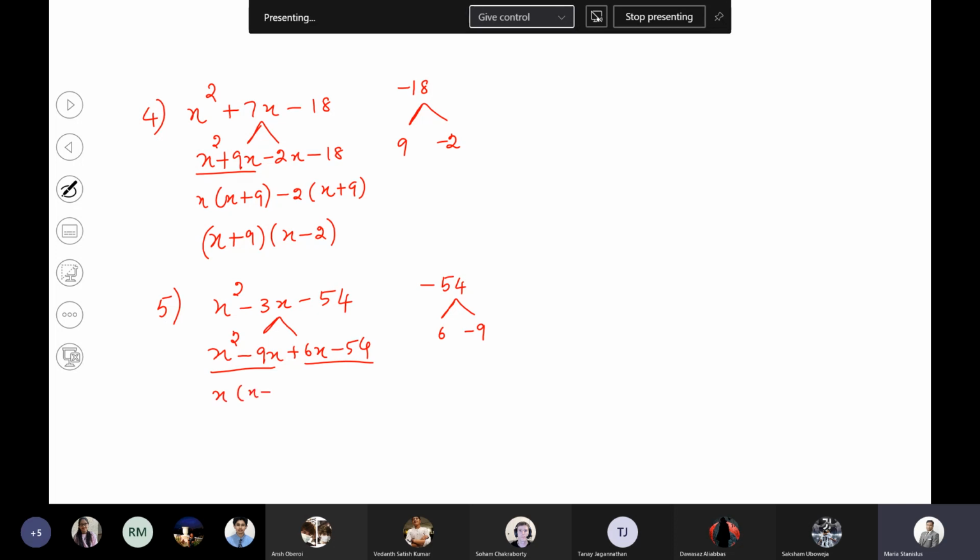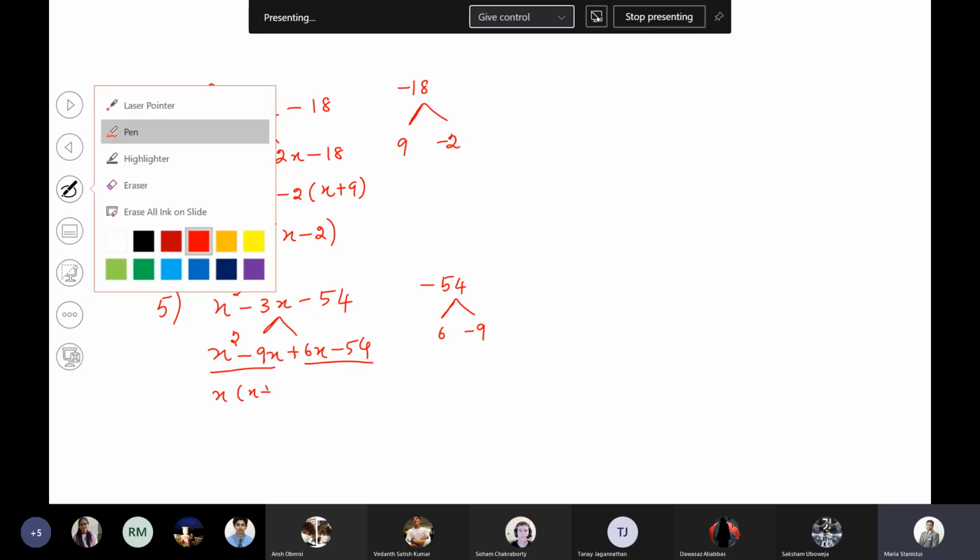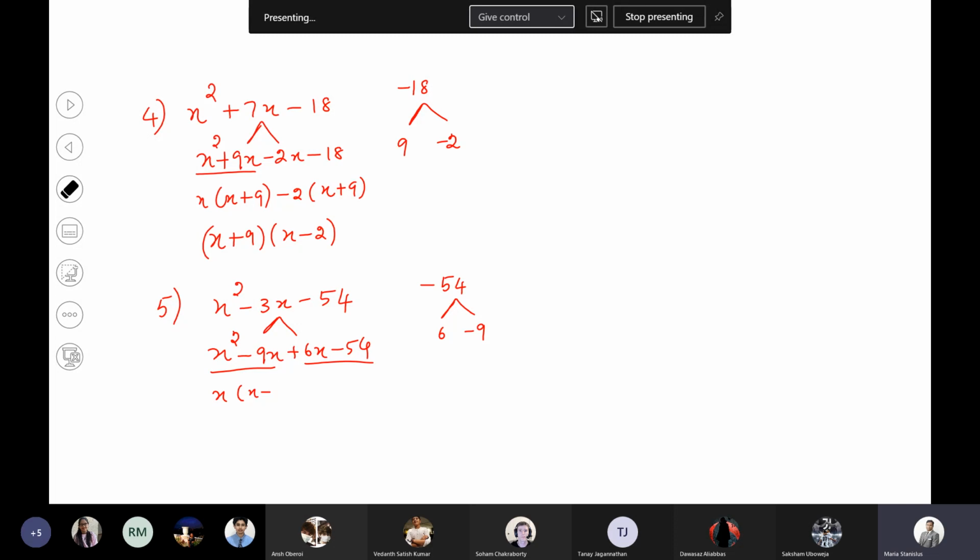So it will become x, if you take it as a common factor, x minus 9 plus, here you can take 3 as your common factor. No, you can take 6 as your common factor. So it would become x minus 9. So it reduces into two terms. Okay. So from these two terms, the common factor is x minus 9. And then it would become x plus 6.